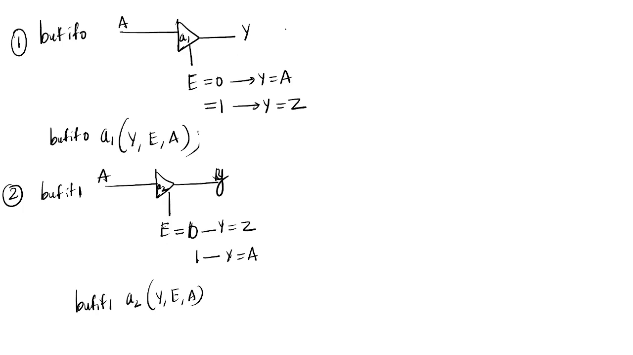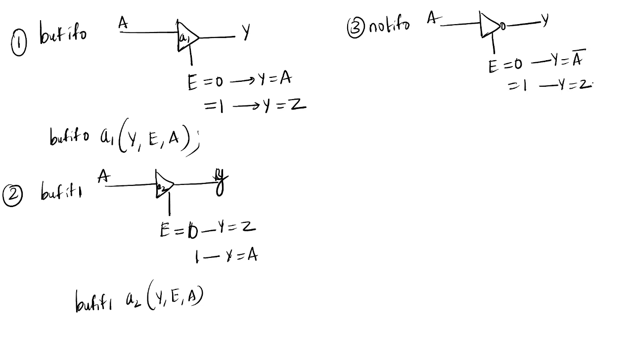Similarly, you have not if 0. Not if 0 means this is a NOT gate, and it is controlled by one more controlling signal, that is enable. So when enable equal to 0, it is acting as an inverter, Y equal to A bar. When enable equal to 1, it will be in the high impedance state. So you can write not if 0, with the instance name A3, output followed by input.